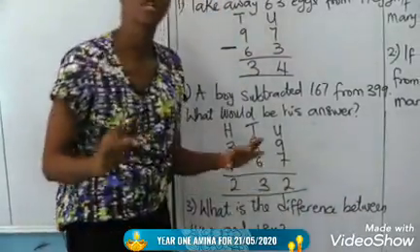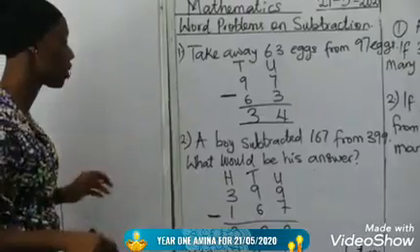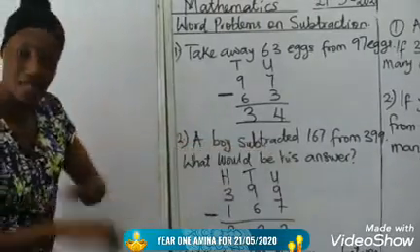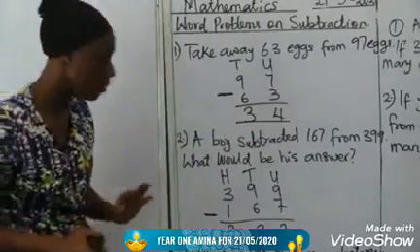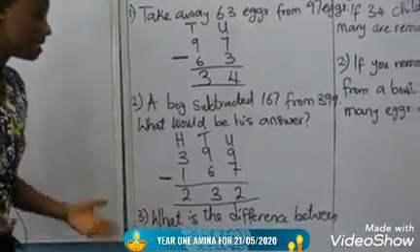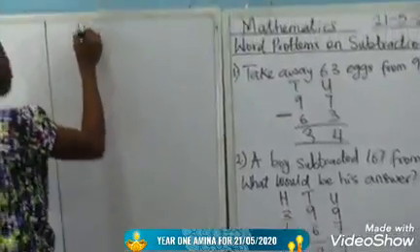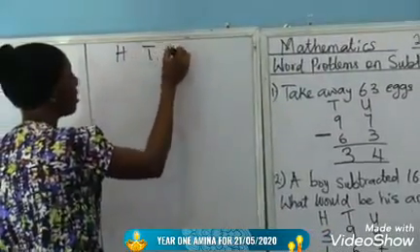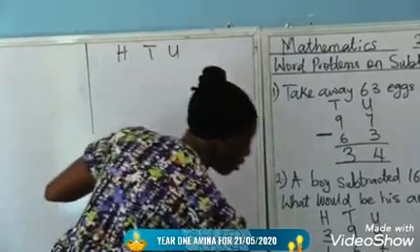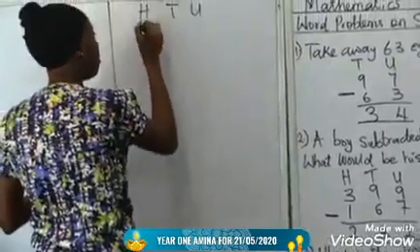Difference is telling us subtraction. Take away is telling us subtraction. Subtract is subtraction. So don't get confused. When you see difference between or minus, it is all subtraction. So the difference between 446 and 134, we'll know the difference now.